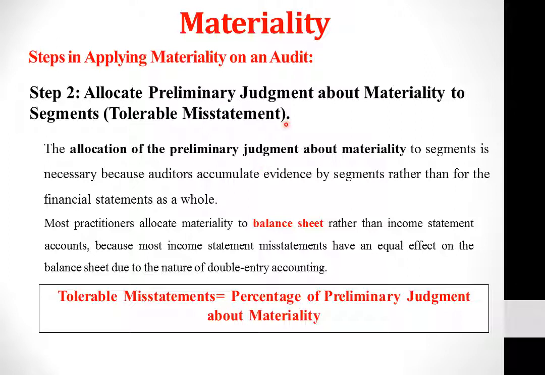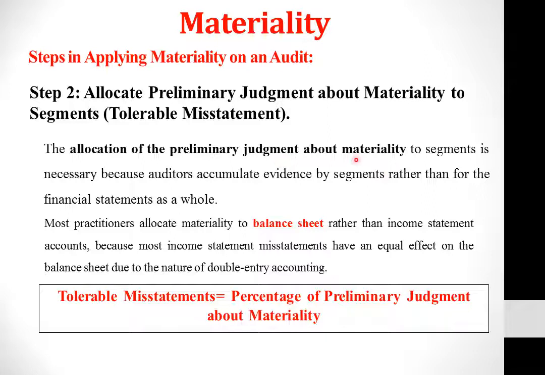In step 1, we calculate primary judgment for the whole financial statement. Now I have to allocate primary judgment to every account, to every balance account. So the allocation of primary judgment about materiality to the segments is necessary because auditors accumulate evidence by segments, meaning he gathers audit evidence based on segments or account balances rather than for the financial statements as a whole. Yes, he gives an opinion on the financial statements as a whole, but he accumulates evidence by segments or by account balance.